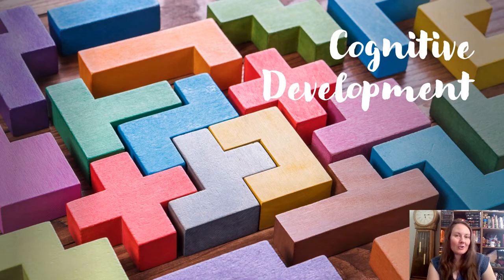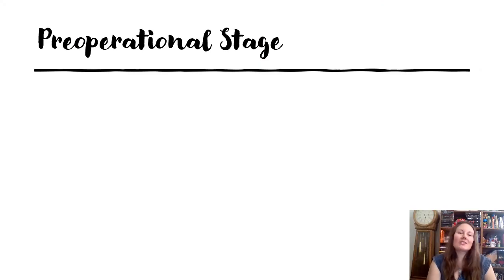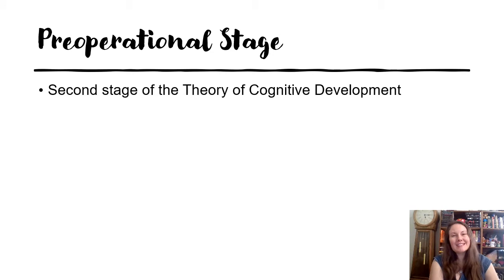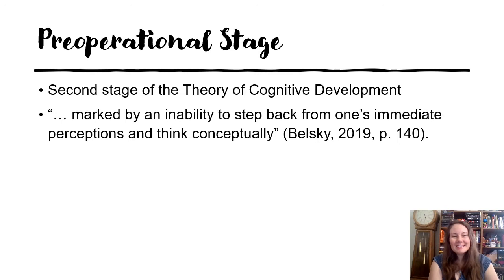And so far, we've gone over one stage. What was our first stage? If you said sensorimotor stage, you are right. Yes, you're getting this. So in early childhood, we continue to move forward with some additional stages. Our second stage for this theory that was made famous by Piaget is called the preoperational stage. So this again is the second stage of the theory of cognitive development. And in this stage, it's marked by an inability to step back from one's immediate perceptions and to think conceptually.